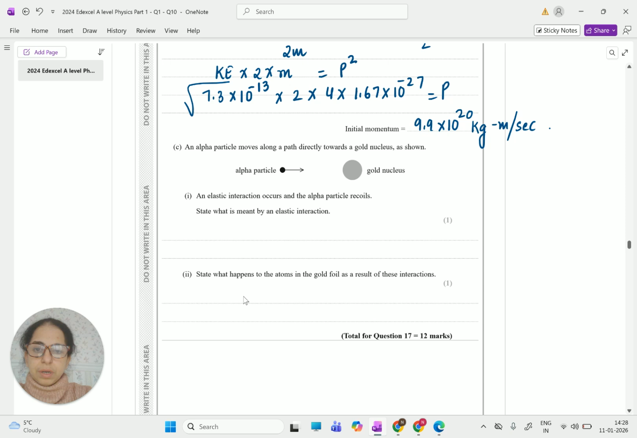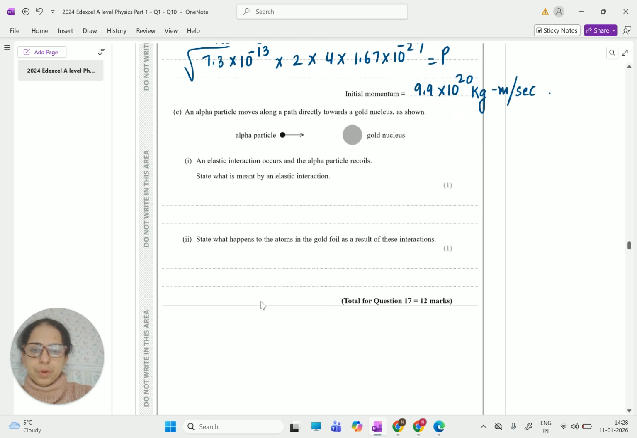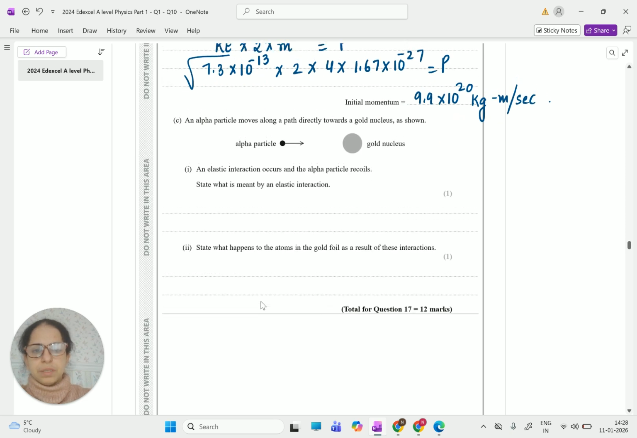My battery is about to die on the laptop, so I'm just going to quickly go through this. What is meant by elastic collision? Please remember, pause and play. Elastic collision is when what is conserved? Perfect. Kinetic energy is conserved. Remember, momentum is always conserved, whether it is elastic or inelastic.